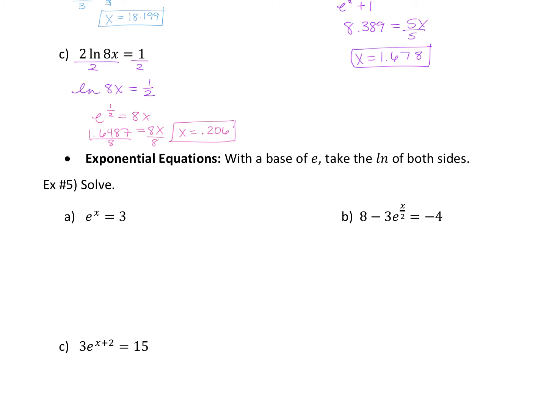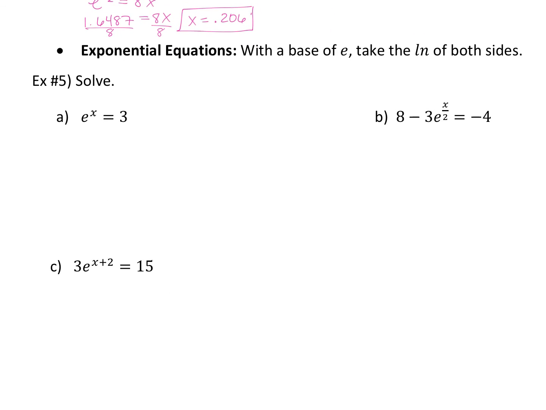Okay, exponential equations with a base of e. You're going to take the log of both sides. So with these ones, just like we did with the normal logs, we took the log of both sides. Now you're going to take the natural log of both sides, so you have a base of e. That's your trigger: take the natural log. So we're going to say the natural log of e to the x equals the natural log of 3.